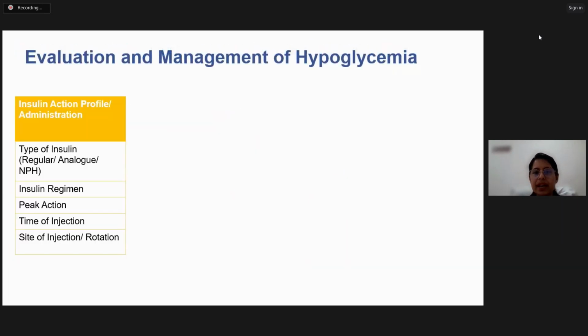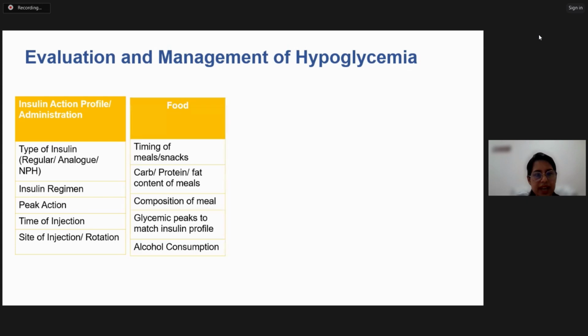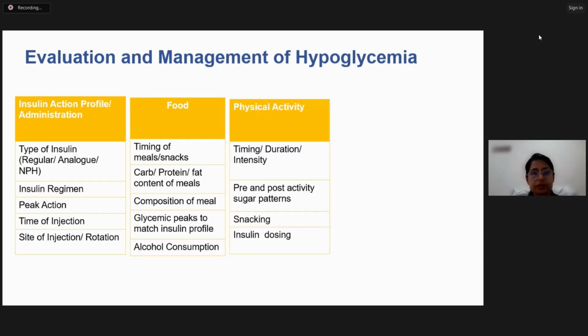To evaluate and manage hypoglycemia, it is very important to evaluate the insulin administration and to understand what people perceive about their insulin action profile: how they are taking insulin, where they are taking insulin, how they are rotating the sites, what is the time of injection, and the correlation of insulin injection with the food. What is their food, what is the carbohydrate, protein and fat content of the meals, and whether they consume alcohol or not.